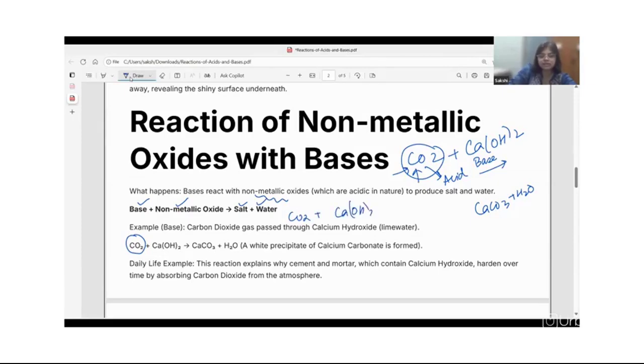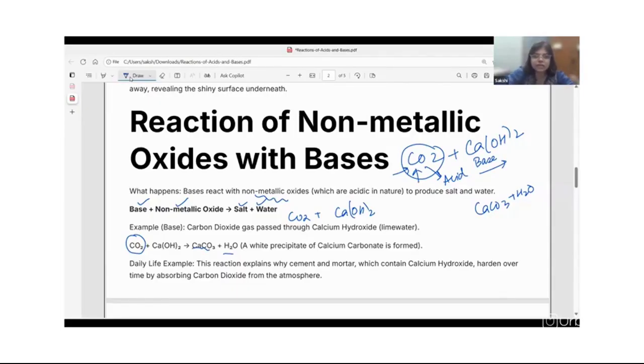Okay, so we discussed lime water in the previous slide. Lime water is nothing but calcium hydroxide. We get calcium carbonate and water, right? So this is the example of why cement, which contains calcium hydroxide, hardens over a period of time by absorbing carbon dioxide from the atmosphere, right? You must have observed that initially the cement is quite wet, but over a period of time it becomes solid. Why? Because it absorbs carbon dioxide from the atmosphere, right?